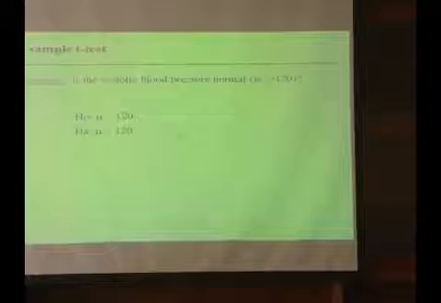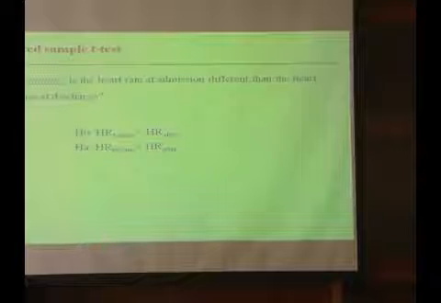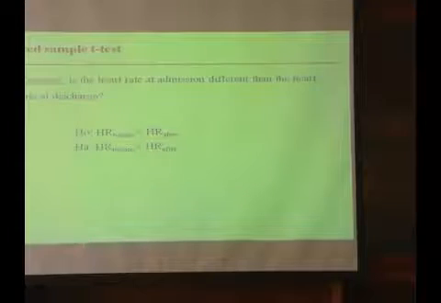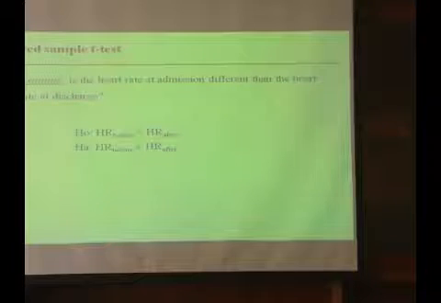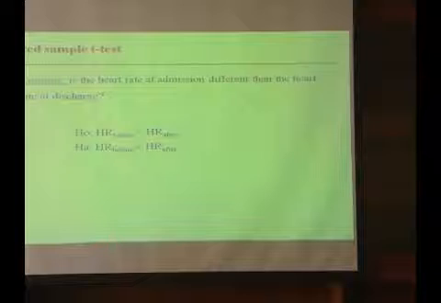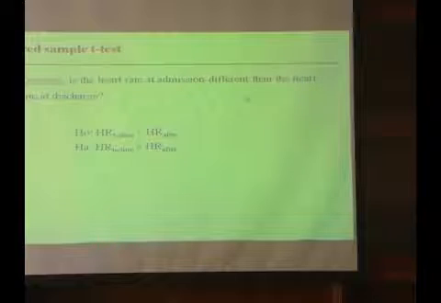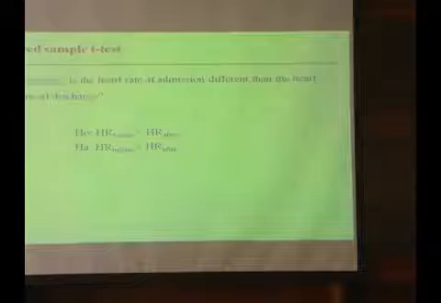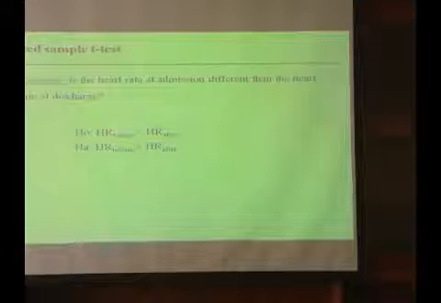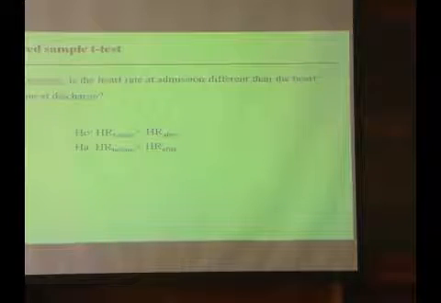Now, another example is called paired sample t-test. What does paired sample t-test mean? The concept of paired means that there should be a pair, right? Pair means that the same patient, I measure something on that patient twice. For example, is the heart rate at admission different than the heart rate at discharge? So a patient is admitted to the emergency with a certain heart rate. I want to see whether their heart rate significantly goes down or goes up. Why is it paired? Because it's the same patient I'm measuring twice on them. That's why I call it paired.